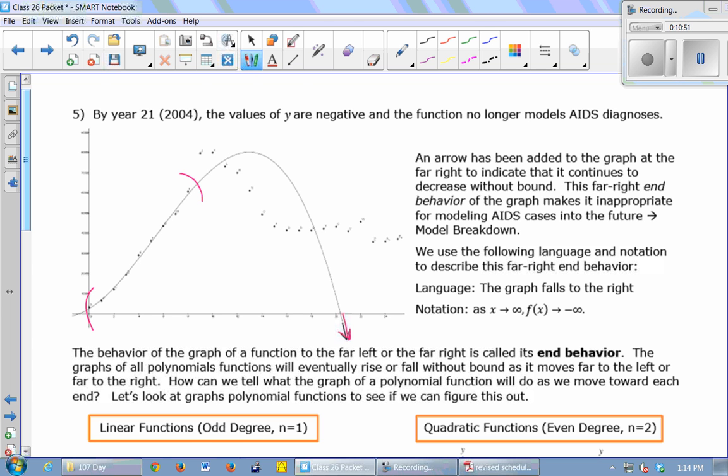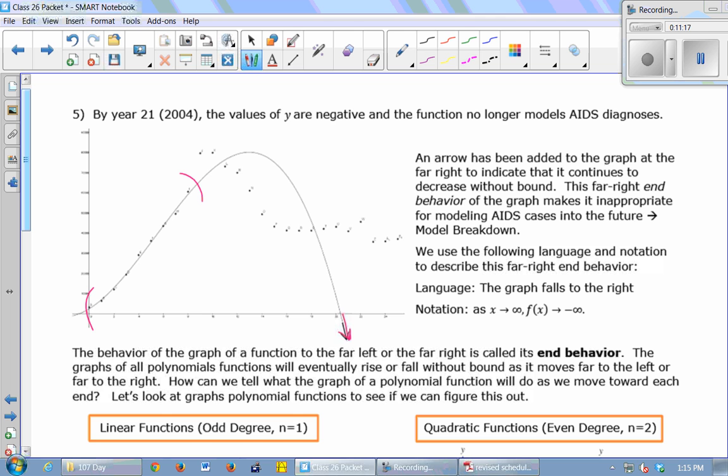So the far right end behavior of the graph makes it inappropriate for modeling AIDS cases into the future, right? Because you can't have a negative number of cases. So I have this arrow to indicate that this just keeps going down forever. It'll just keep getting more and more negative. So this is a case of model breakdown. The model is giving us nonsensical predictions.